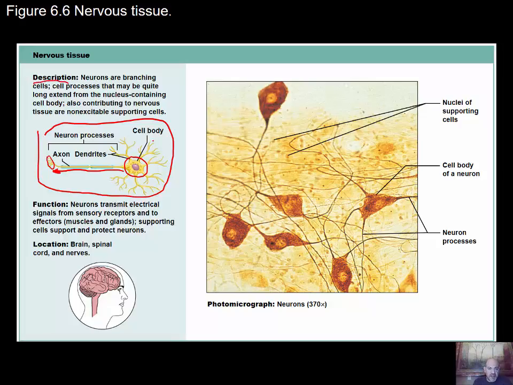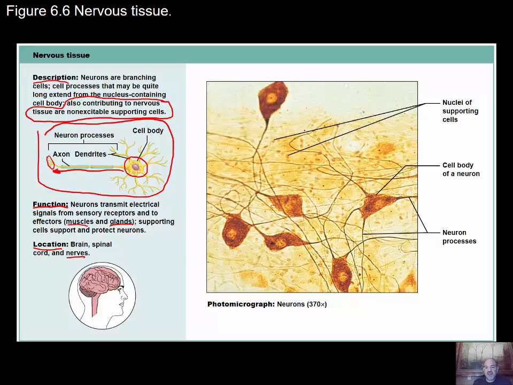It talks about the cell body and the dendrites and the axon. It also mentions the cells that help contribute to supporting and protecting the neurons. They're called the neuroglia. And the function of the neuron is to transmit electrical signals from sensory receptors to effectors. And effectors include muscles and glands that release hormones. The supporting cells help support and protect the neurons. The location includes the brain, spinal cord, and nerves.